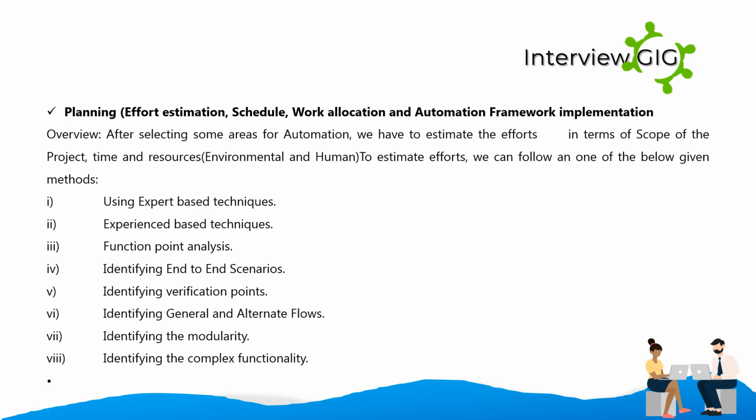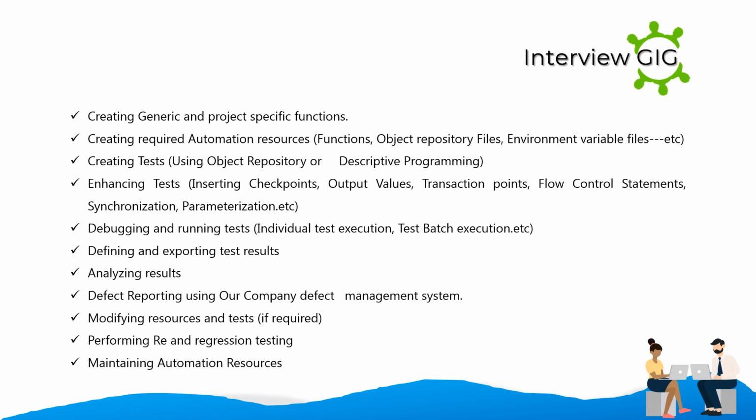4. Identifying end-to-end scenarios. 5. Identifying verification points. 6. Identifying general and alternate flows. 7. Identifying the modularity. 8. Identifying the complex functionality. Creating generic and project-specific functions. Creating required automation resources, functions, object repository files, environment variable files, etc.